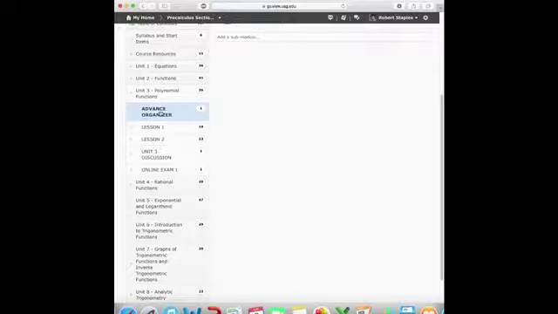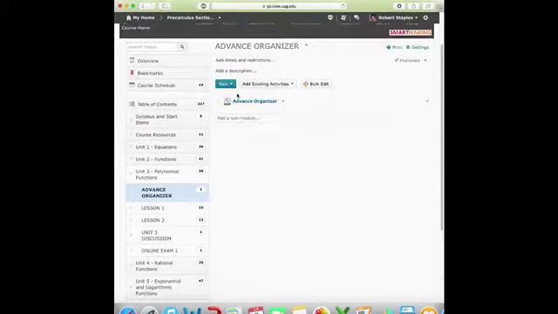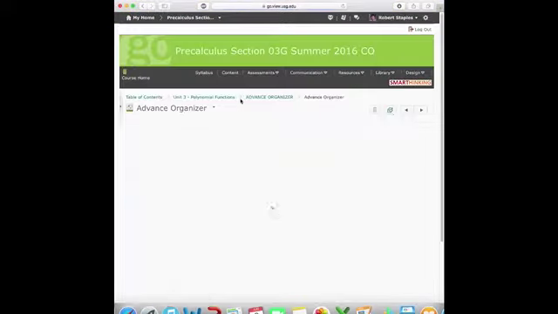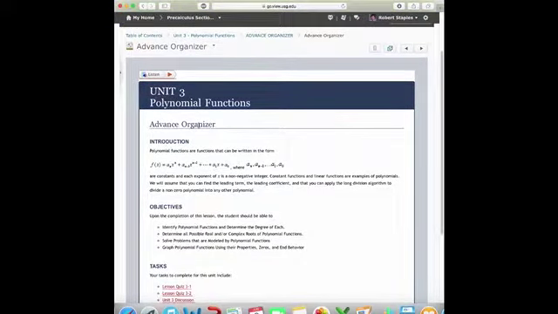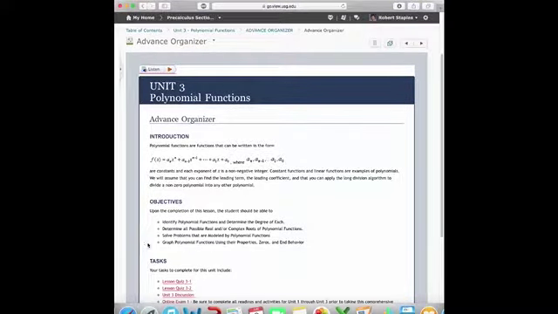Let's take a look at our advanced organizer. And here we've got laid out the general concept of a polynomial function and some objectives that we're trying to get at. The most important things here are the properties, the zeros, and the graphs. You want to remember that.